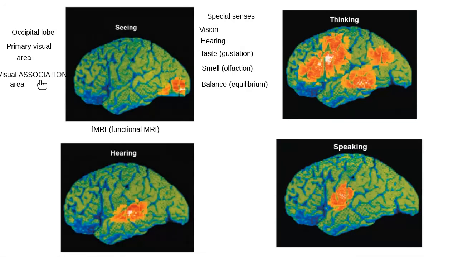Hey, I promise this is not a trick question. To get information from the primary visual area, where it first goes, to the visual association area, where I figure out what it means, which kind of white matter tract helps me to send information between these two places.